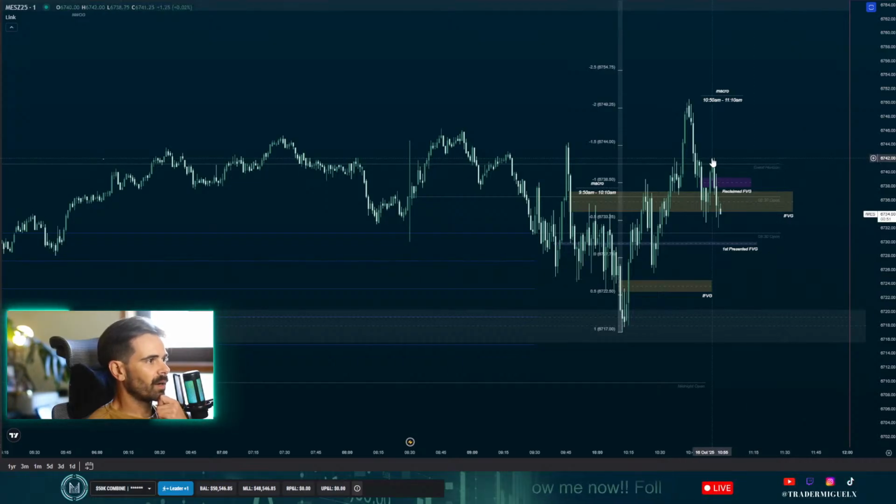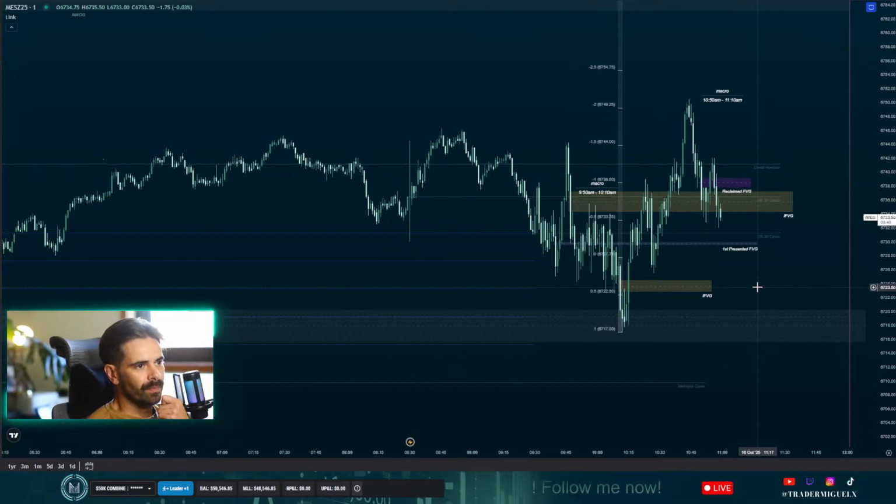But I just don't like how we left some relative equal highs here. I don't know. I need to see that 15-minute candle to close. We are 30 seconds away from it. So let's see if it will just close in a bearish way.